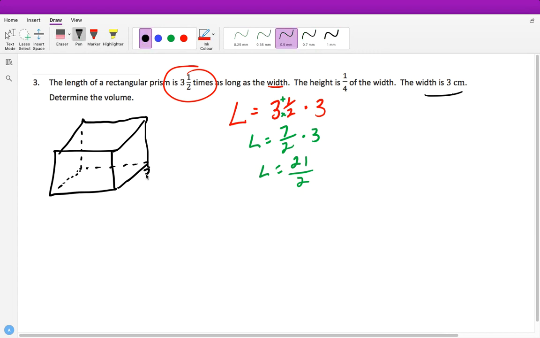Based on the way that they wrote this, the width will go here. The length, it doesn't really matter, it's all interchangeable. Let's keep it back to what we had to begin with. So width is 3. My length is 21/2.